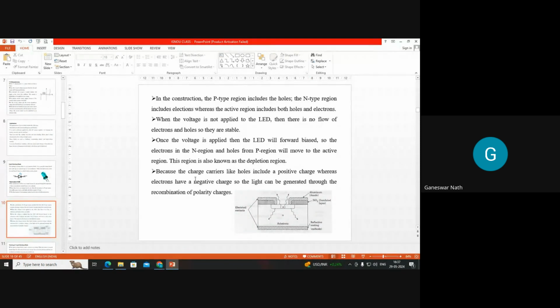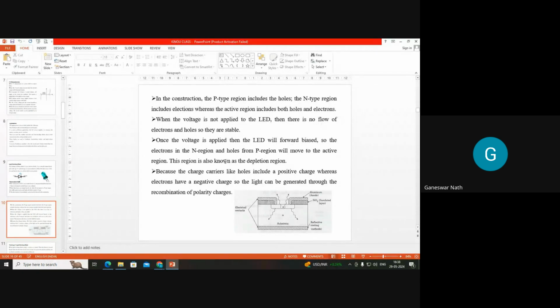From the constructional point of view, the p-type region includes the holes, the n-type region includes the electrons, and the active region includes both holes and electrons. When the voltage is not applied, that means when there is no power supply to the LED, there is no flow of electrons and holes. So they are stable, because as there is no flow of electrons and holes from one region to the other, they are considered to be stable.